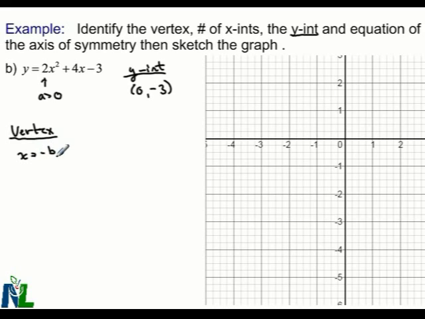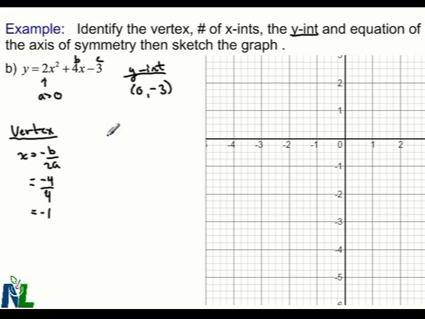So to get the vertex, I'll once again be using x equals -b over 2a. Negative b value means -4, because once again my b value is right here, c value is right here, over 2 times a, which is 4. So that gives me an x value of -1 for my vertex.